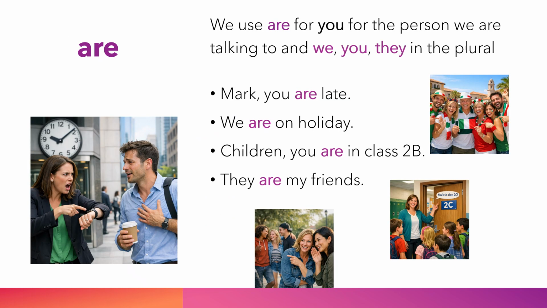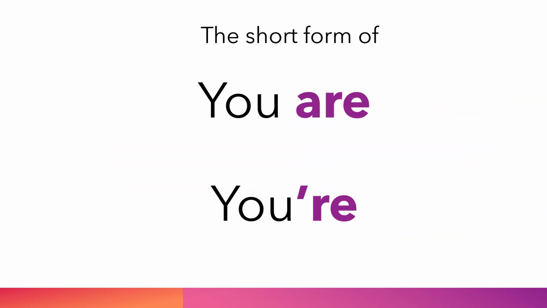We use are for you or the person we are talking to. We also use are for we, you, they in the plural. Mark, you are late. We are on holiday. Children, you are in class 2B. They are my friends. The short form of you are is you're.